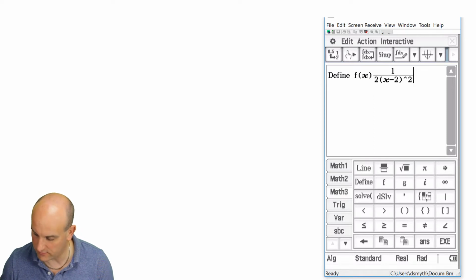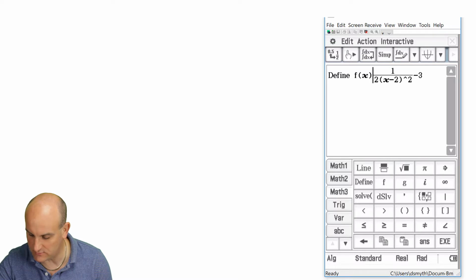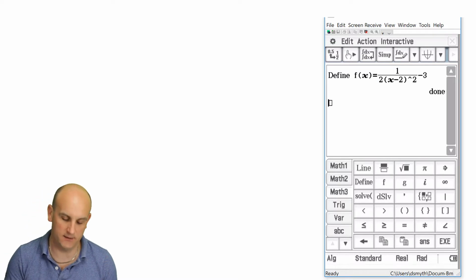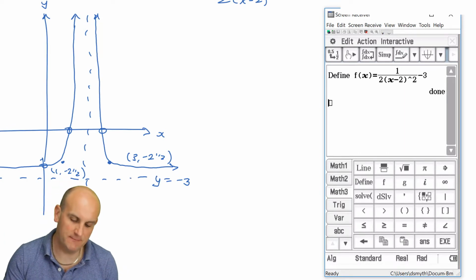We're going to take away 3. And there we go. Oh, it says invalid syntax, as I forgot to put my equal sign in. That was a noob mistake. And there we go. It says done. Okay, I don't exactly know what just happened there. My screen went a bit funny, but we're back.